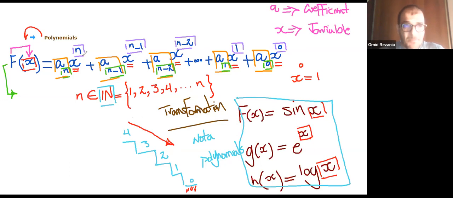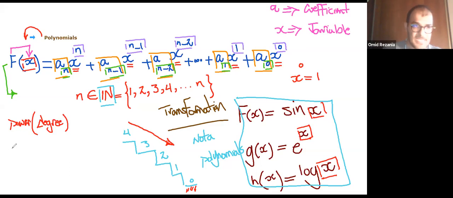The bigger power which you have, the highest number of the n that you find in your polynomials, it denotes the power or degree of the polynomials. Now, I'm going to give some examples.